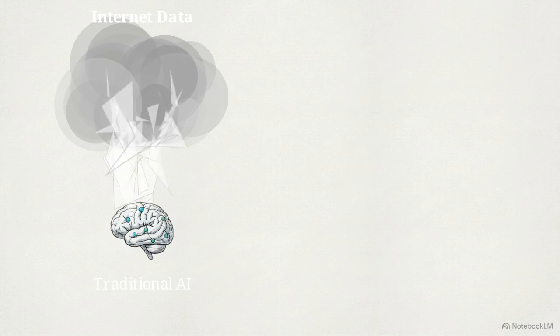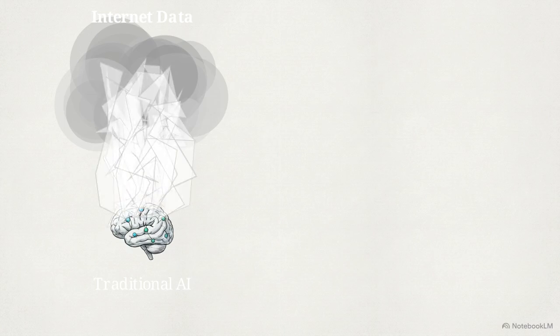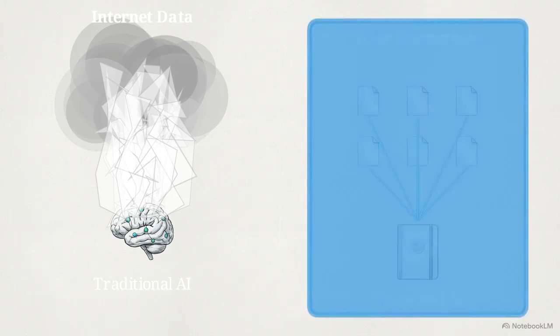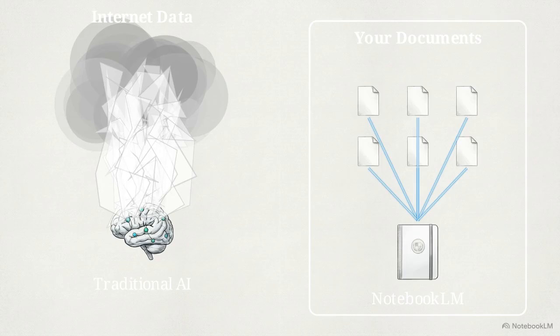This diagram illustrates how NotebookLM handles data. On the left, a traditional AI pulls answers from a chaotic cloud of internet data. But on the right, NotebookLM operates inside a strictly defined box. It forces the AI to look exclusively at the documents you provide, shutting off the path to external guesswork.